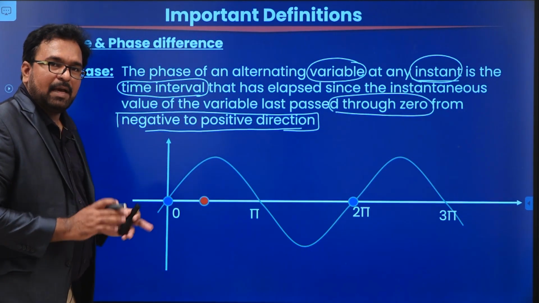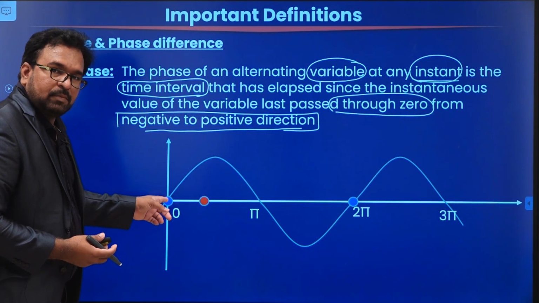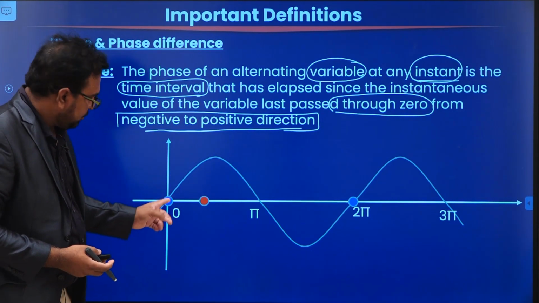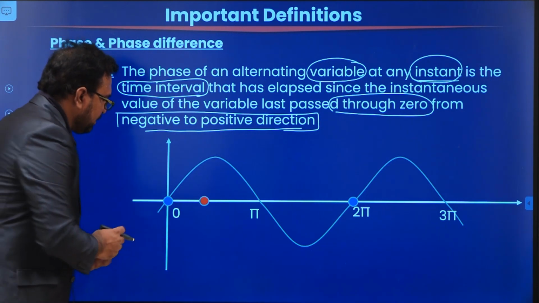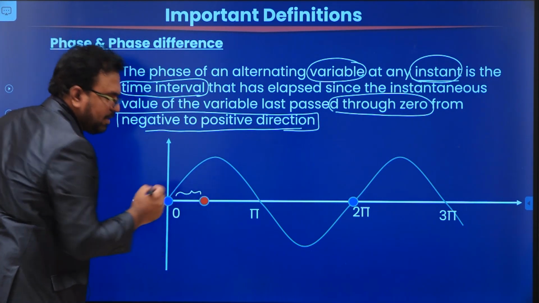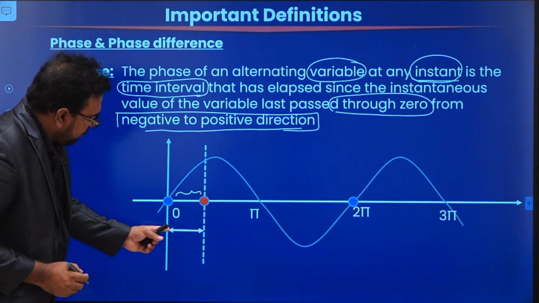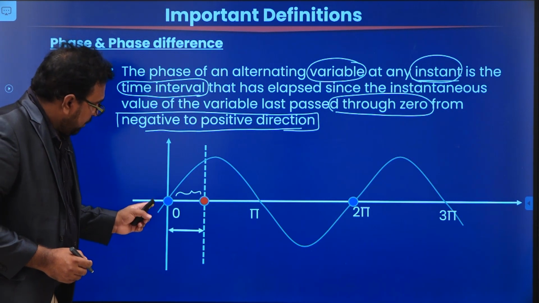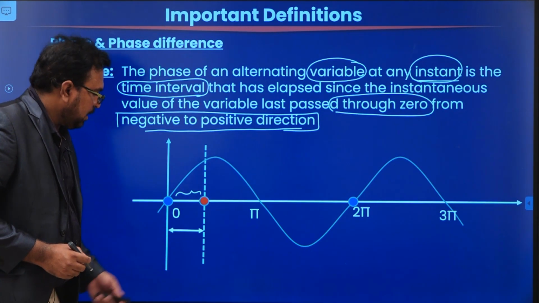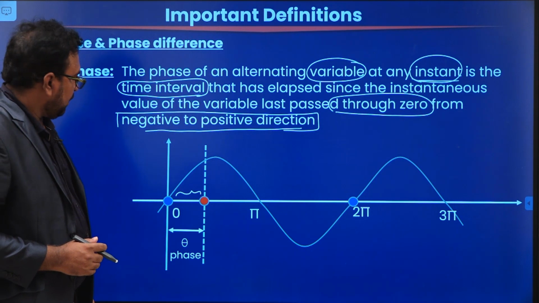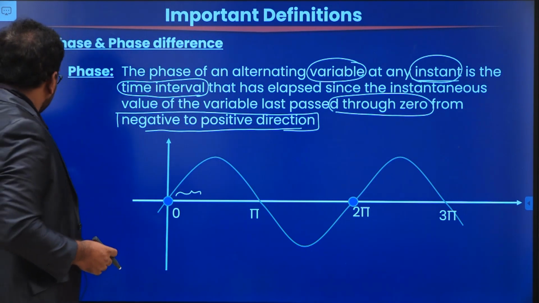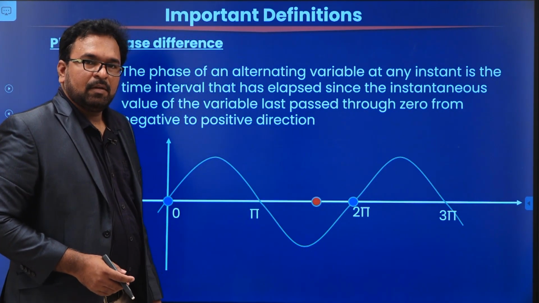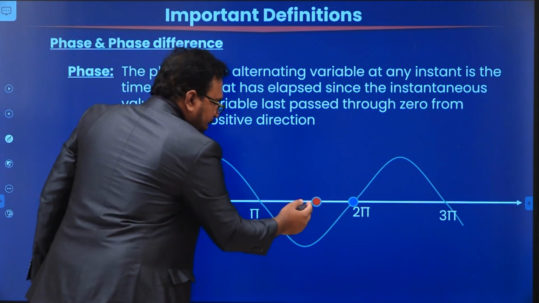That is nothing but the time elapsed from the 0, last passed through 0. Before this, where the waveform crossed 0, that interval is called the phase at this instant. Okay. So this difference, the time elapsed when the waveform last passed through 0 from negative to positive direction, is called phase. I think now you have clearly understood. For example, now I want to calculate phase at this instant.